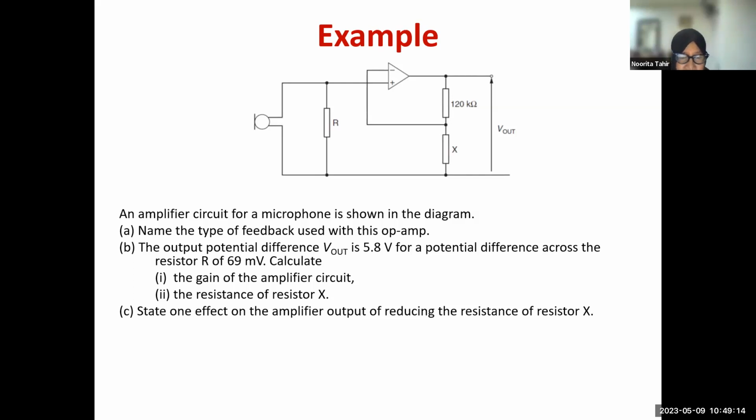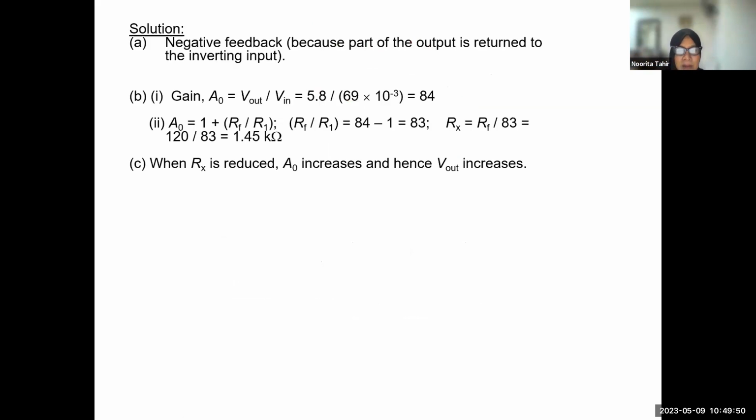And then it tells us that V out is 5.8 volt. And the potential difference across the resistor R, the voltage drop there, is 69 millivolt. Calculate the gain of the amplifier circuit, which means Av. And then calculate the resistance of resistor X here. And then it says state one effect on the amplifier output of reducing this resistor. If you reduce X, what will happen? You try first before I give you the solution.